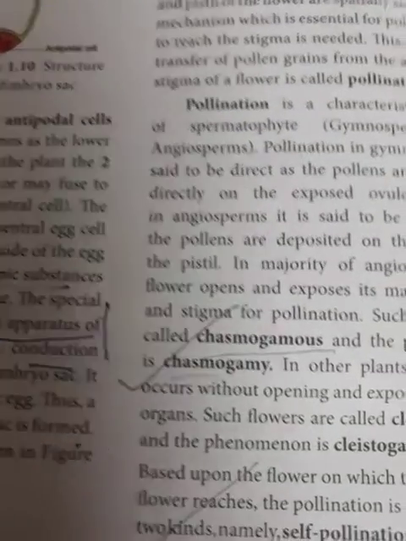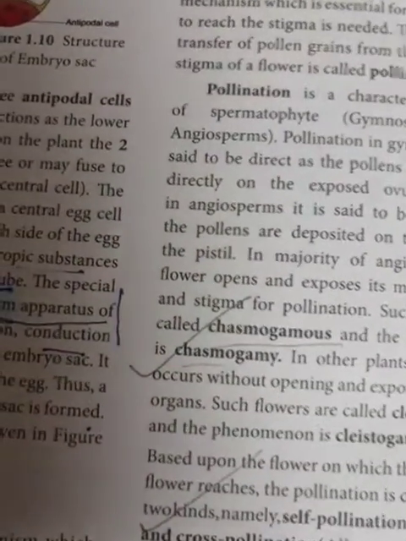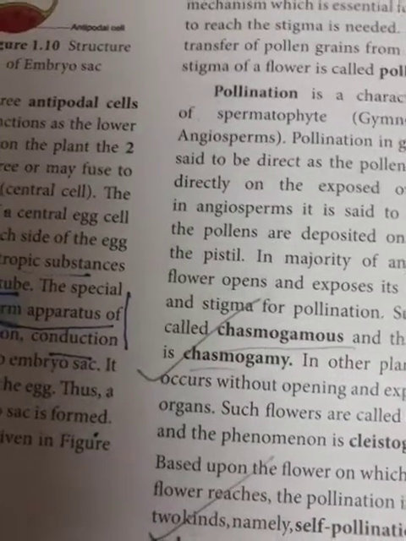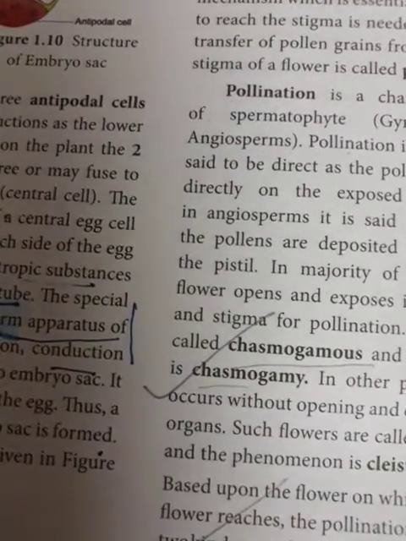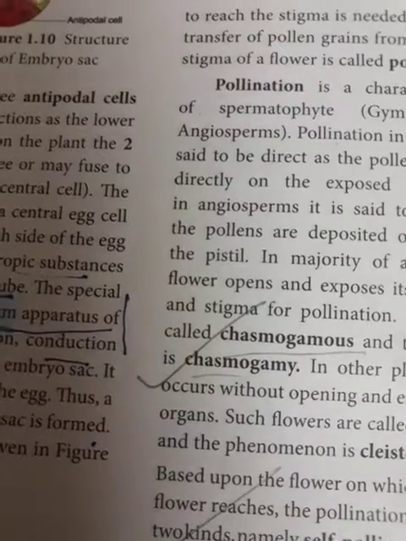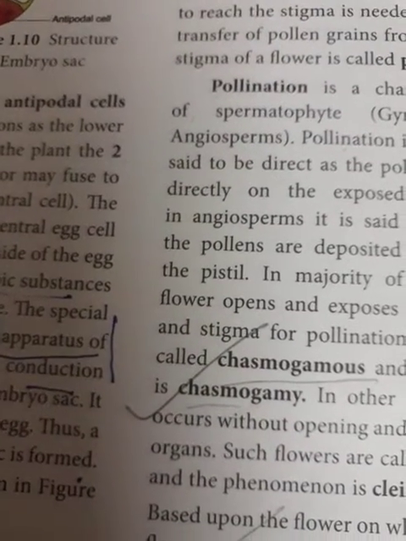The second type is called the cleistogamous flower. Cleistogamous is just the opposite word. Cleistogamous is nothing but pollination that takes place when the flowers are in closed condition.